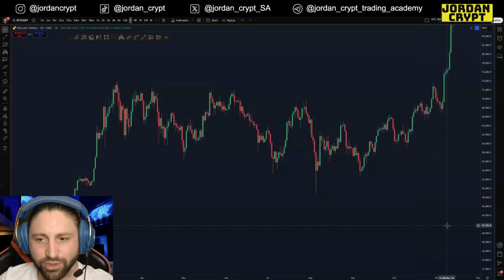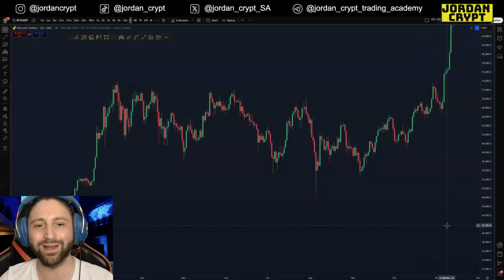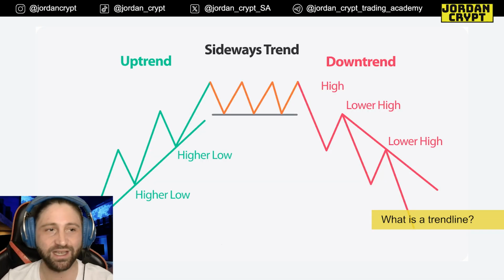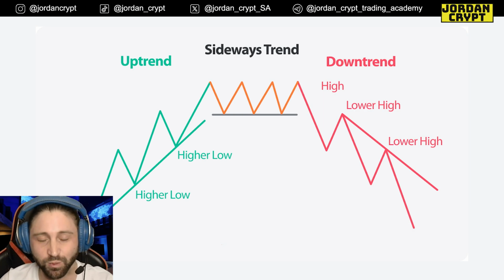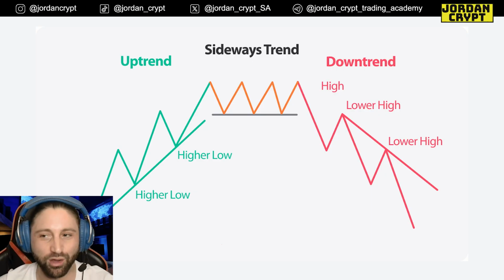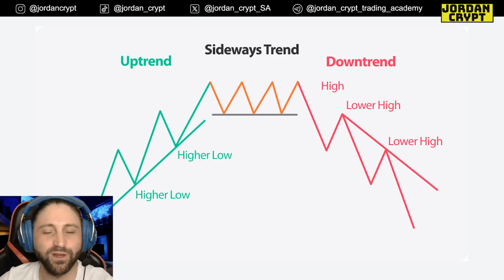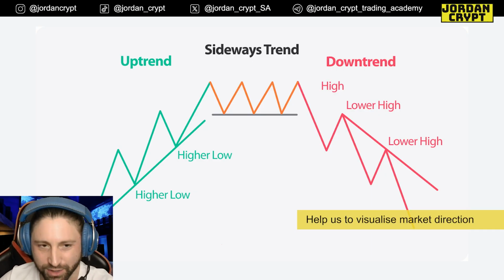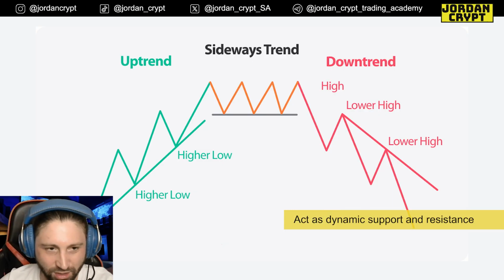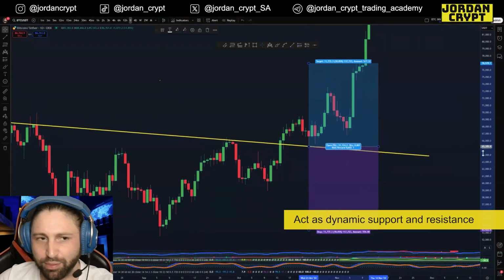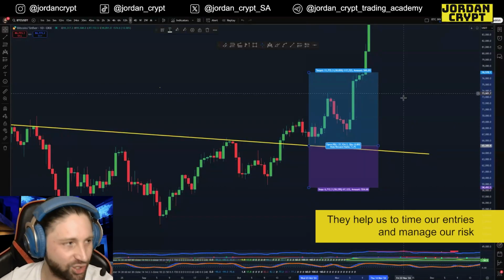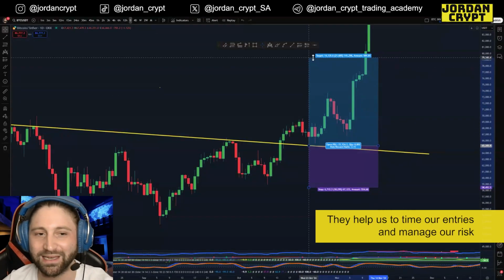In very simple terms, first we need to understand what is a trend line. A trend line is simply a straight line on the charts which connects two or more swing highs or swing lows. These lines help us to visualize the market direction, and they also act as dynamic support and resistance on the charts. They're very, very important. They clarify our bias. They help us to time our entries, and they also help us to manage our risk.